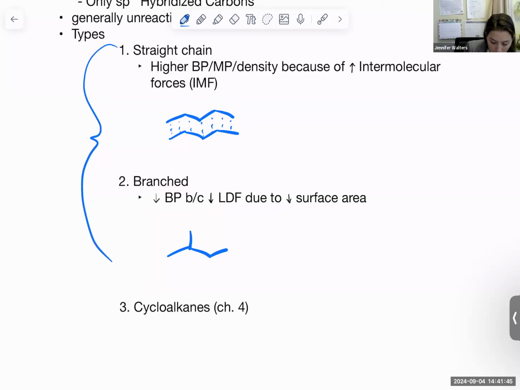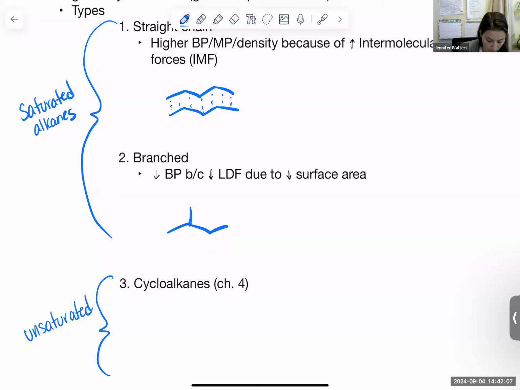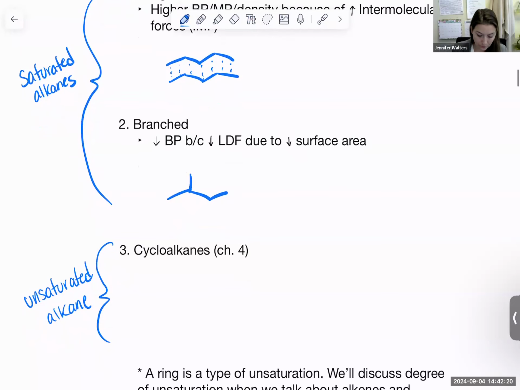These are examples of saturated alkanes. I know that feels redundant because I just told you alkanes are saturated, but we have one example of an unsaturated alkane, which is our cycloalkanes. Which are kind of an exception. So they're a special consideration where it's still just a hydrocarbon. It's still all single bonds, but we lost two hydrogens to make the ring.